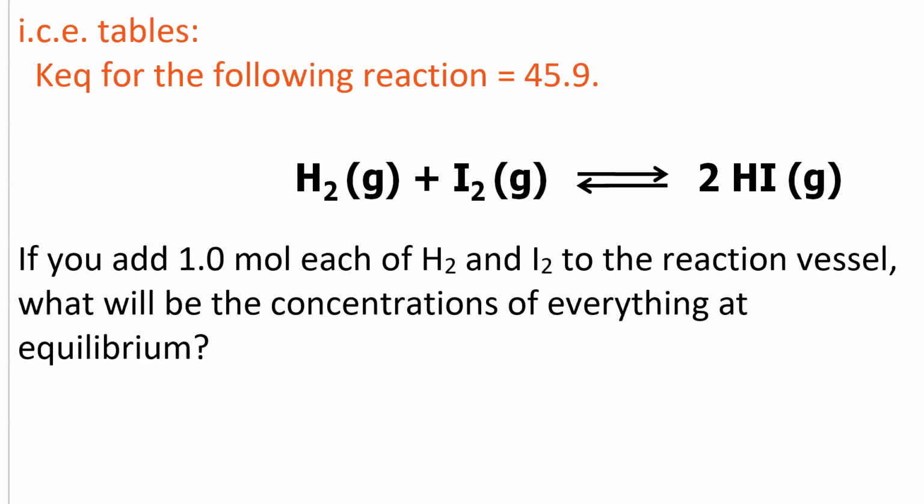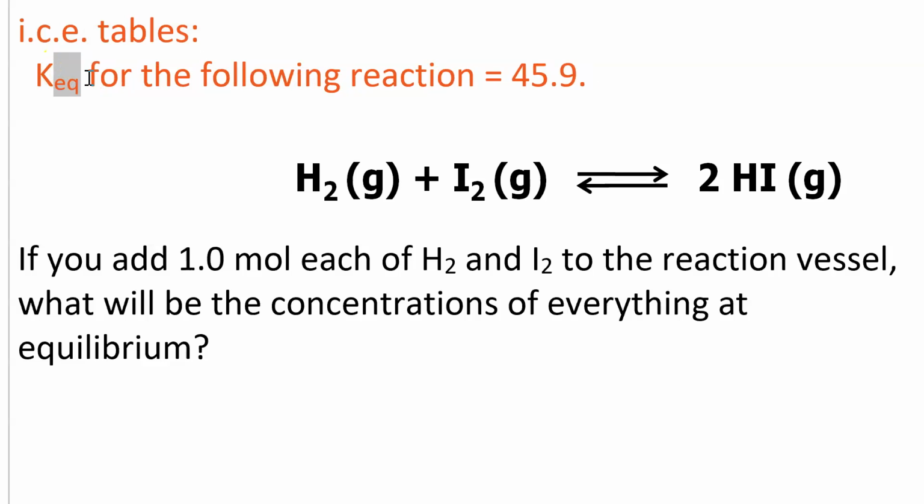ICE tables. So say we're given a chemical reaction with a KEQ value. For the reaction between H2 and I2 to make HI, at a particular temperature we've got a KEQ of 45.9. So let's say you take a reaction vessel and you put 1 mole each of H2 and I2 in it. What's the concentration of everything at equilibrium? To do this, you need to make an ICE table.